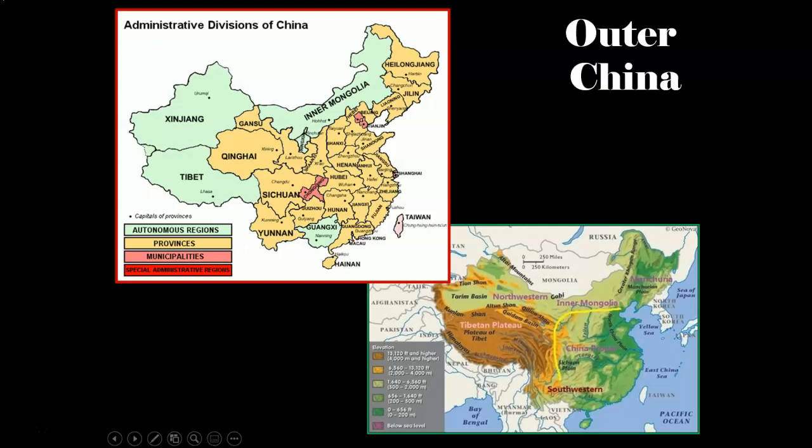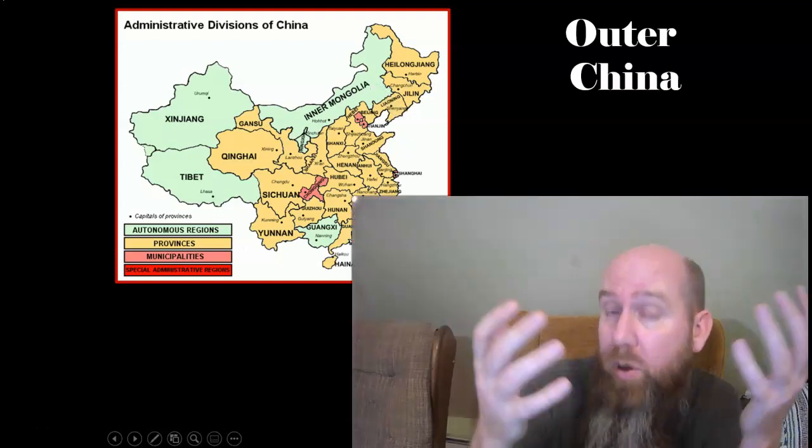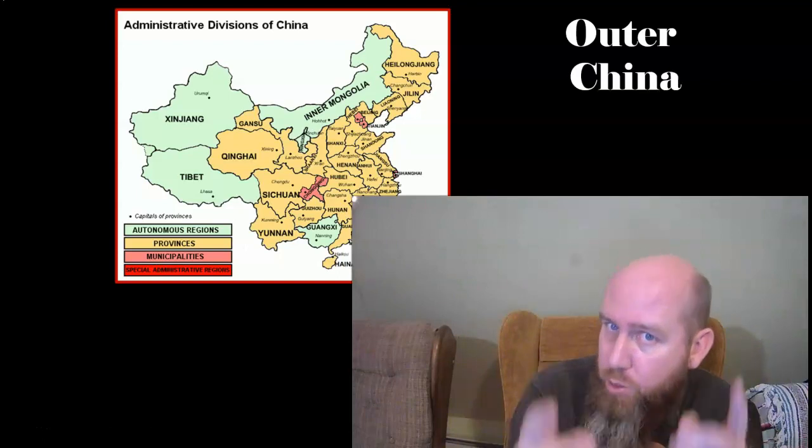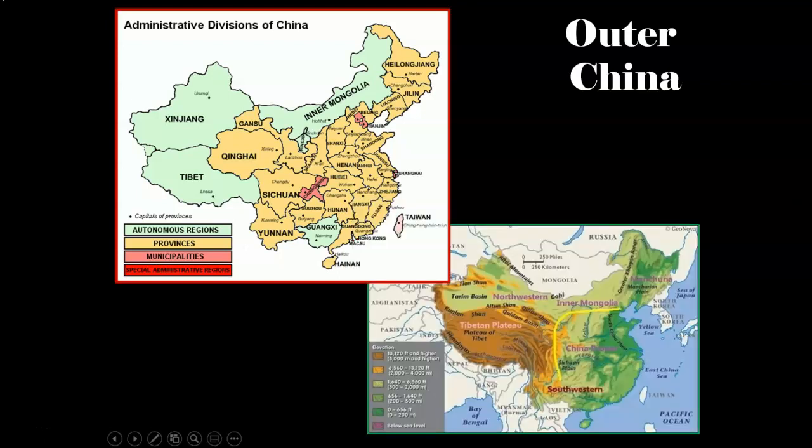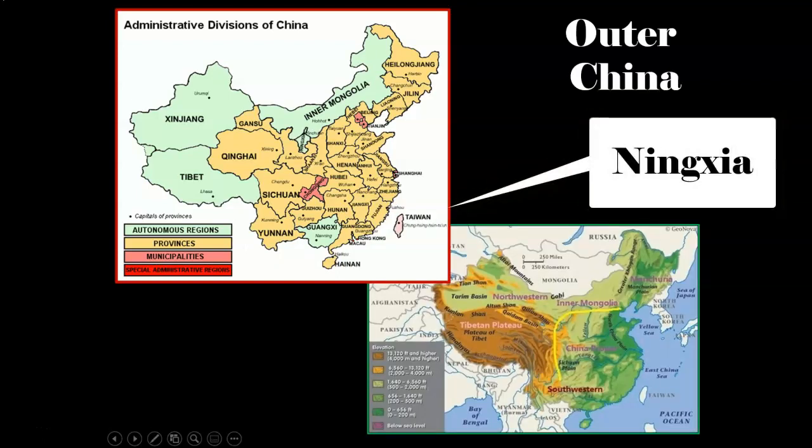On the northern portion of outer China, or this western periphery, we primarily have desert and steppe climates. These desert and steppe climates include Inner Mongolia, where the majority of the population are Mongols, also an autonomous region where they get to maintain their own laws, but they do have a Han governor. The autonomous region of Ningxia.